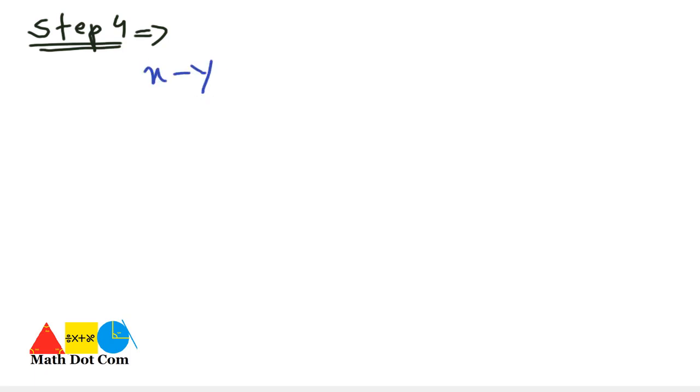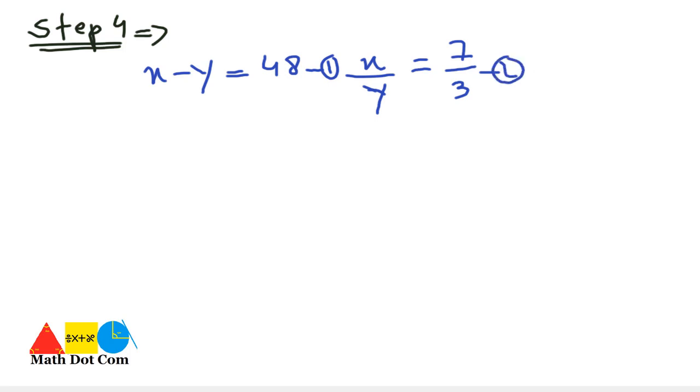x minus y equals 48, and the other was x over y equals 7 over 3. Okay, what we will do, we will solve them simultaneously, as this is equation 1 and this is equation 2. First we will solve equation number 2, as it is simpler as compared to equation 1.